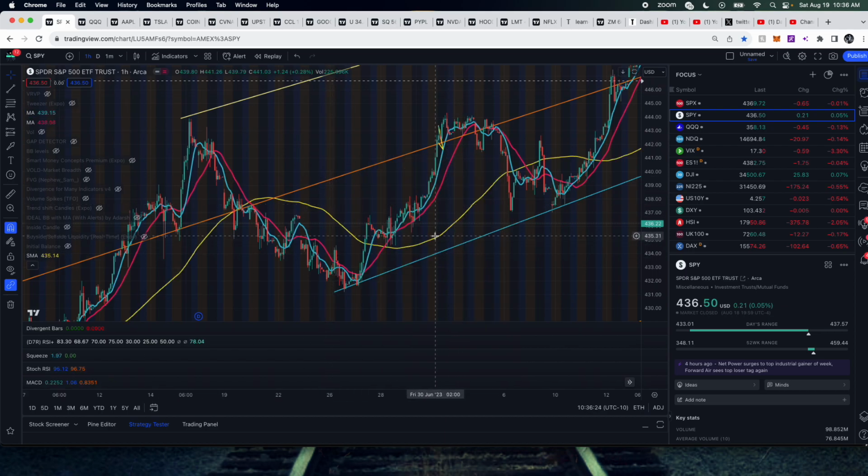For instance, I also have the 89. Why do I have the 89? The 89 is the market maker's secret moving average that they use for a bunch of stuff. Okay? You'll also need the STO RSI.